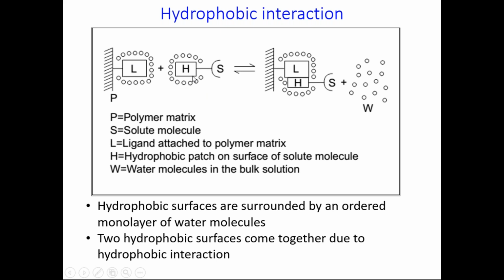an interaction between the hydrophobic analyte, then you will see, because of hydrophobic interaction, that like attracts like. So the hydrophobic interaction is involved in the separation. So we call this HIC, or hydrophobic interaction chromatography. So the two hydrophobic surfaces come together due to the hydrophobic interaction.